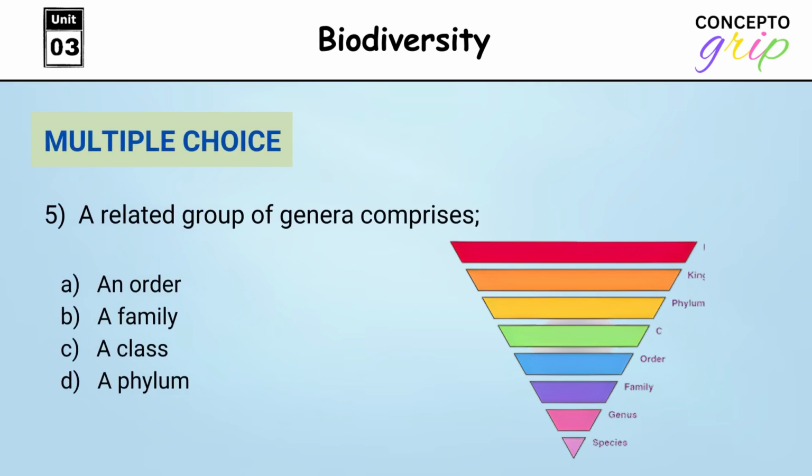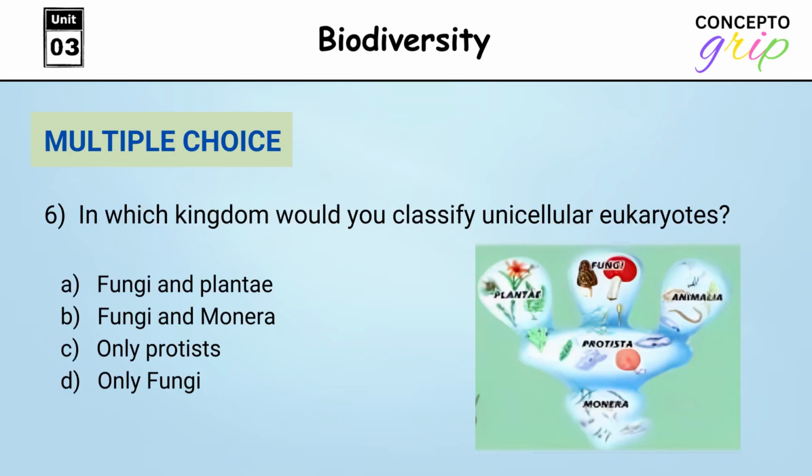Number 5. A related group of genera comprises A, an order, B, a family, C, a class, D, a phylum. Correct option is B, a family. Number 6. In which kingdom would you classify unicellular eukaryotes? A, fungi and plantae, B, fungi and monera, C, only protists, D, only fungi. The correct option is B, fungi and monera.